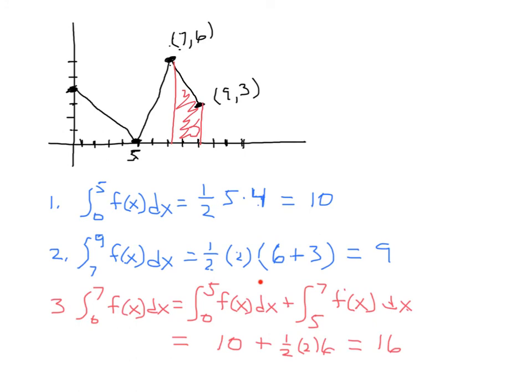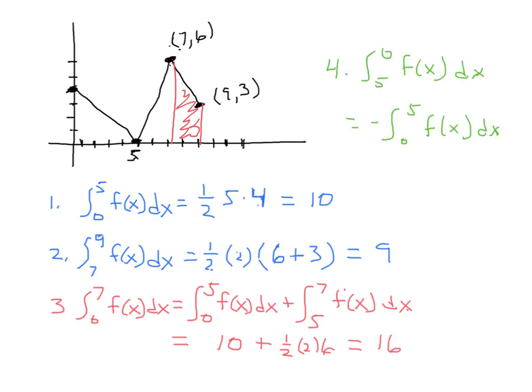Well, I already know this one. We found that up here in number 1, so I know this is equal to 10. The integral from 5 to 7 of f(x) dx, well, that's another triangle, and you can see that right here. So that is going to be 1/2 the base, which is 2, times the height, which is 6. So when I take 10 plus 1/2 times 2 times 6, that comes out to equal 16. So this definite integral is equal to 16.